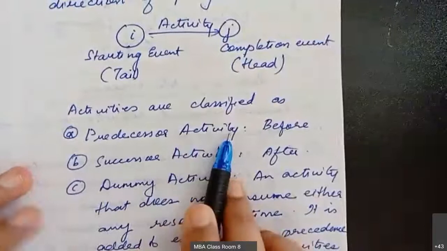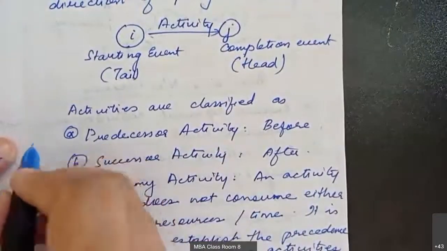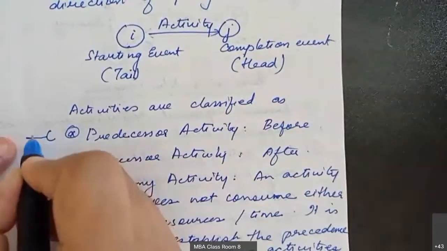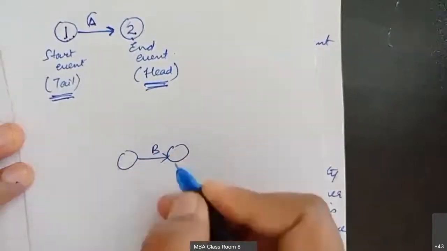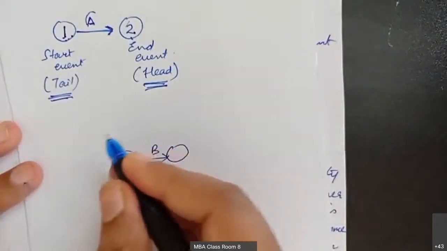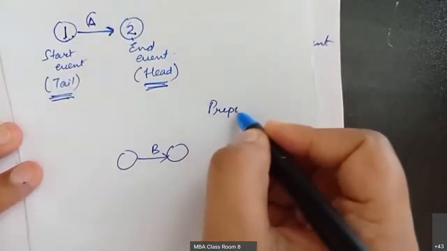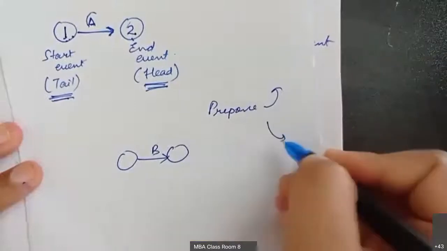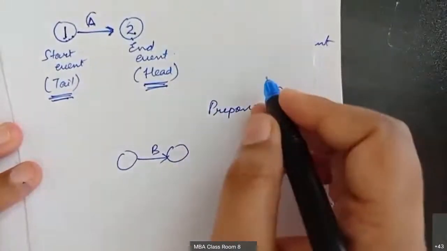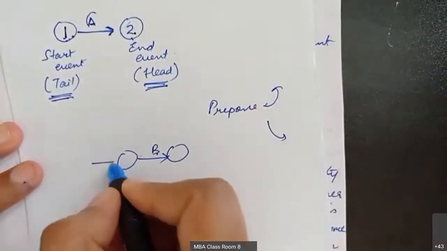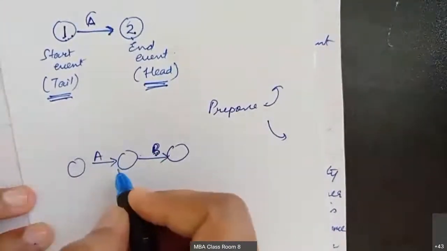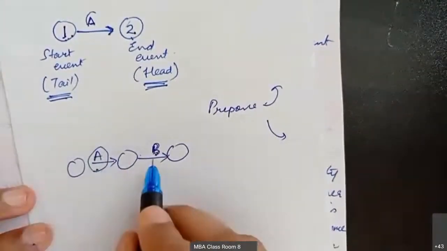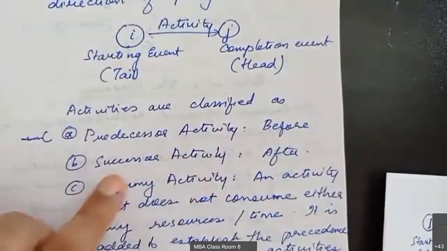Now, activities can be classified as predecessor activity. Predecessor means what? Suppose you have an activity B. Predecessor means one who comes before. You say prepone and all, right? Prepone means before, postpone means after. So predecessor means one who comes before. Before B, which activity needs to be completed? A needs to be completed. So A is the predecessor activity of B.